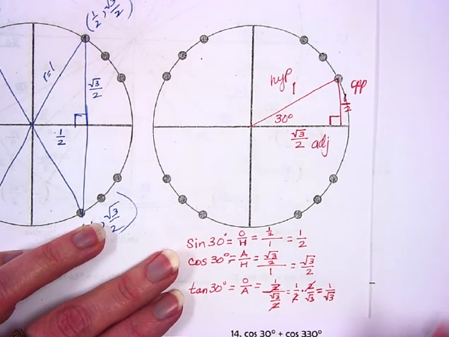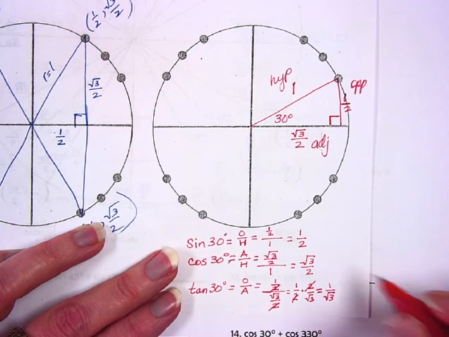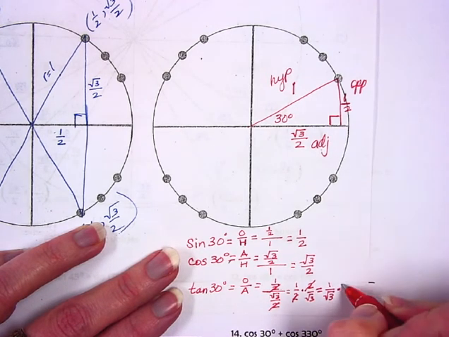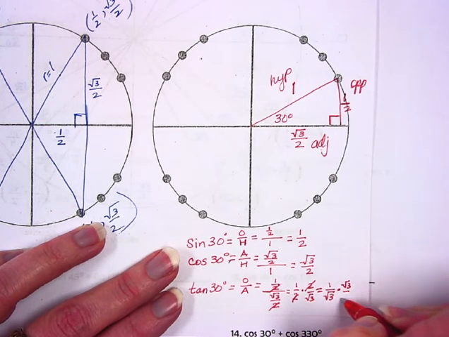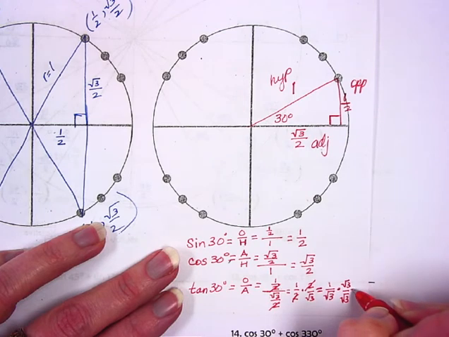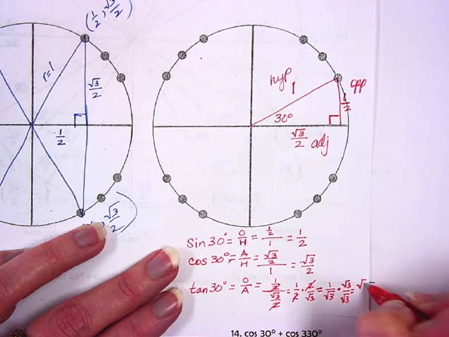All right, so 1 over the square root of 3. How are we going to simplify that? Right, multiply by the square root of 3 over the square root of 3. So my final answer will be the square root of 3 over 3.